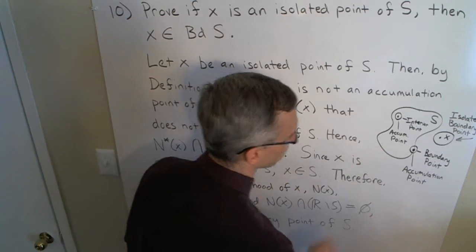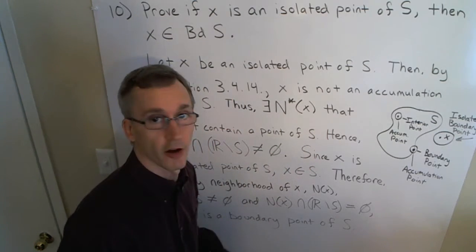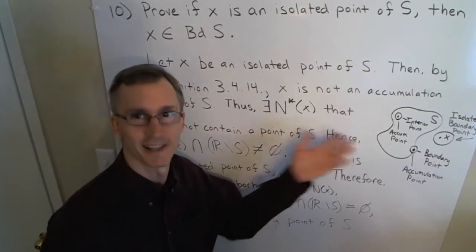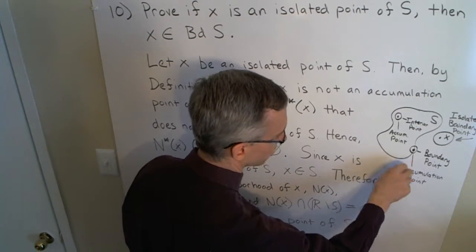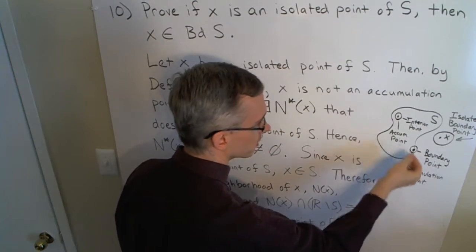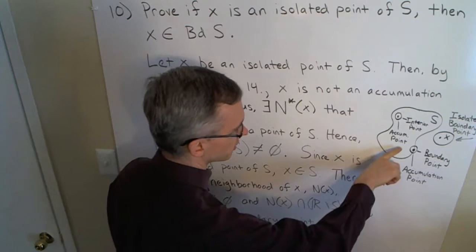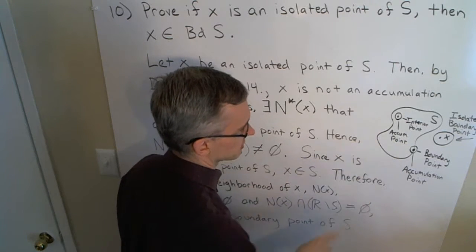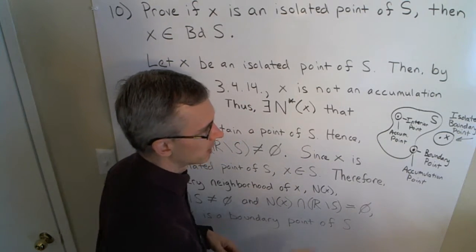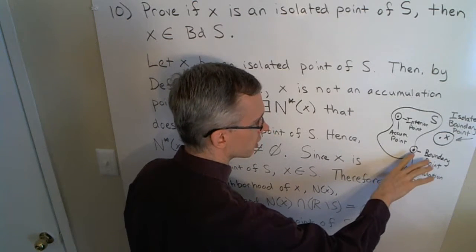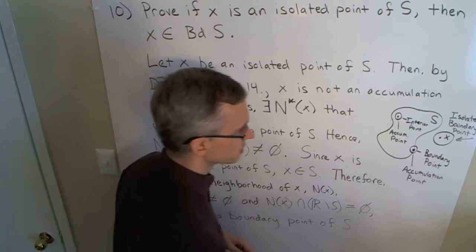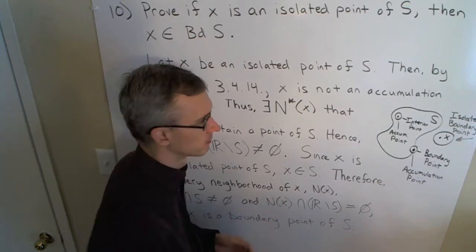Here we have a boundary point situated on what I like to call the skin of the apple. Where are the seeds of the apple? This is an accumulation point because, again, any neighborhood that is drawn around it is going to contain a point of S. It's a boundary point because that same neighborhood is going to contain at least one point not in the set.